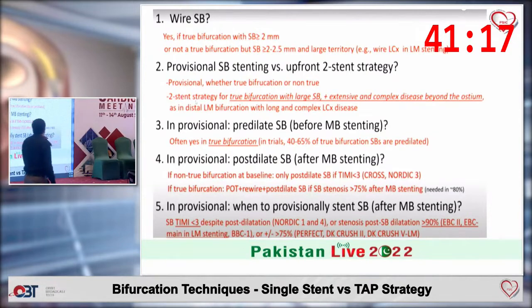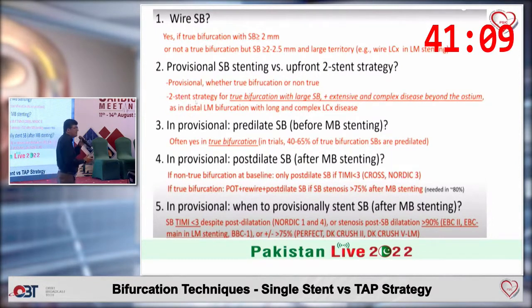The third question: in provisional stenting, predilate the side branch or not before the main vessel? Often yes in true bifurcation. Again, if the side branch ostium is involved, more than 80 to 90% disease, it's better we predilate it. But which balloon would you normally use for predilation of the side branch? Is it a normal balloon or a non-compliant one? I use a very small, generally compliant balloon.